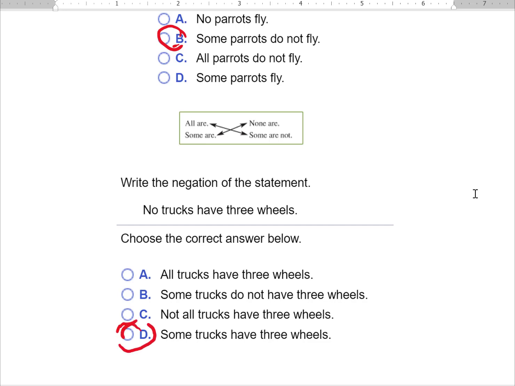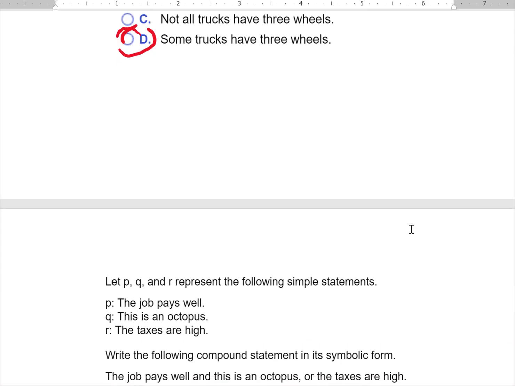Remember, when you work on negations, if the original statement is false, then the negation must be true. So if we think here, no trucks have 3 wheels. Actually, I think there are some trucks with 3 wheels. And so when we take the negation of it, some trucks have 3 wheels, that should be the opposite truth value.